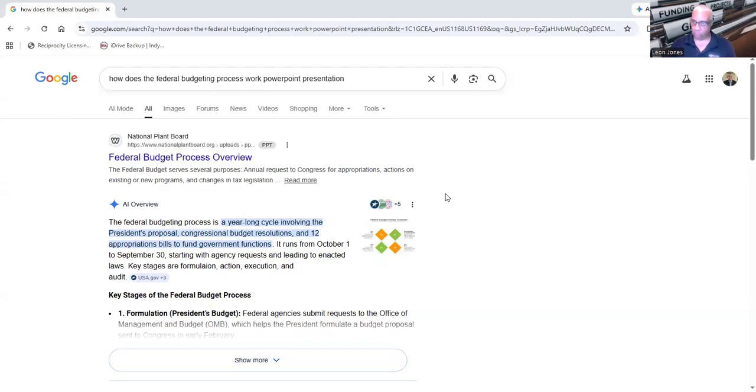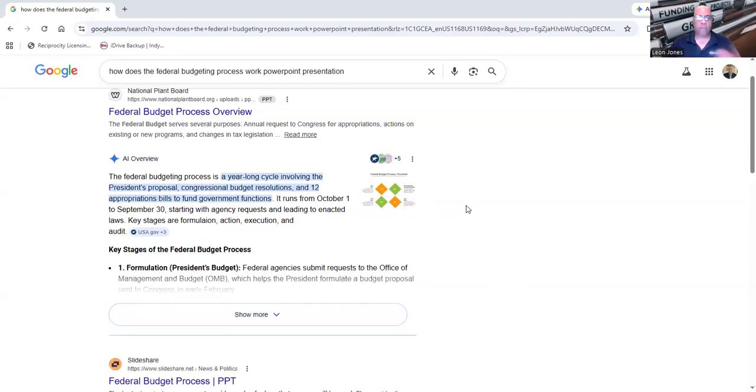And we're dealing with the federal budget, but the same thing happens on the local level and on the state level. So when we deal with the federal budget, it basically serves several purposes. It's the annual request to Congress for appropriations actions on existing or new programs and changes in tax legislation. So basically, the federal budgeting process is a year-long cycle involving the president's proposal, congressional budget resolutions, and 12 appropriations bills to fund government functions.